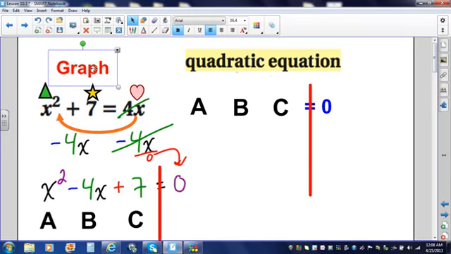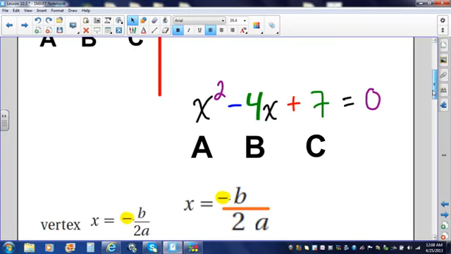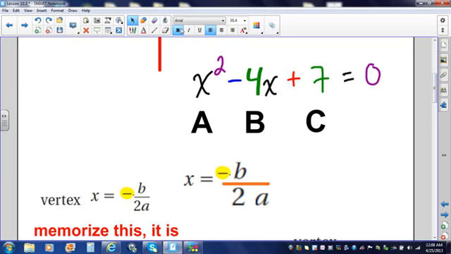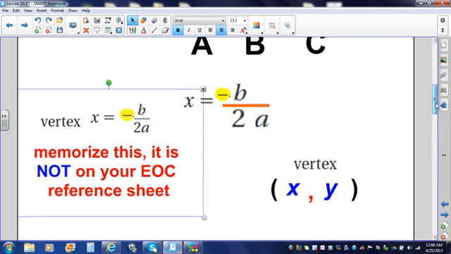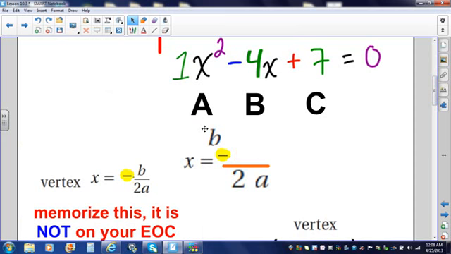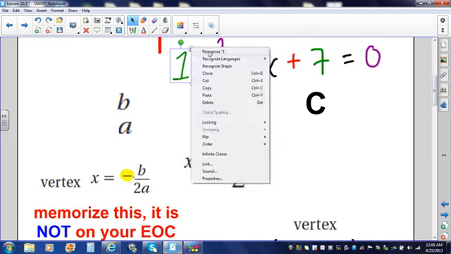Now we're going to graph this quadratic equation, or this parabola. A is going to be the invisible coefficient of 1, our Casper. B is going to be negative 4. C is going to be positive 7. Remember, to find the vertex, we will do x equals negative b over 2a. Memorize it. It's not on your reference sheet. Plug and chug. Let's put in negative 4 for b. Plug and chug. Let's put in 1 for a.